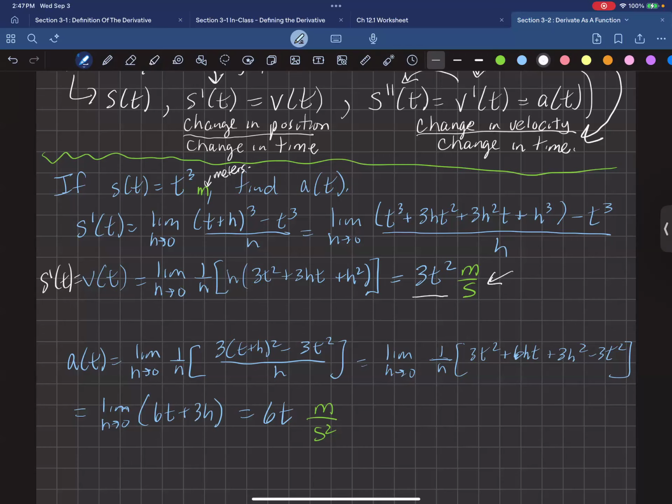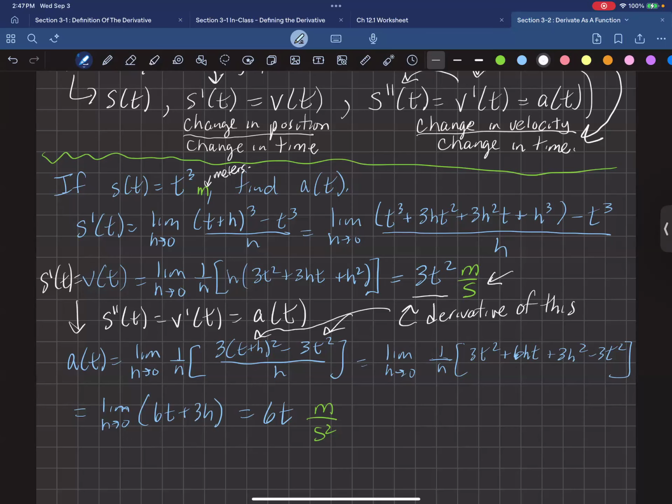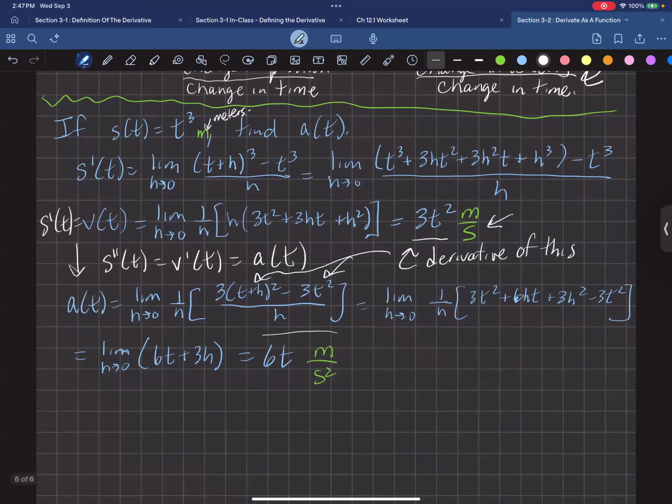And then when we do the acceleration, this is s double prime or v prime equals a of t. So we take the derivative of the last function we got. We use 3t squared there and there with the t plus h and then regular t. We work it out and we get 6t meters per second squared. And that's our acceleration, our a of t.